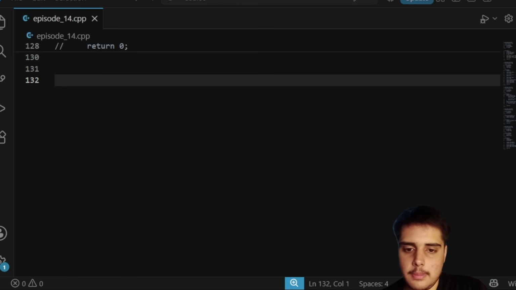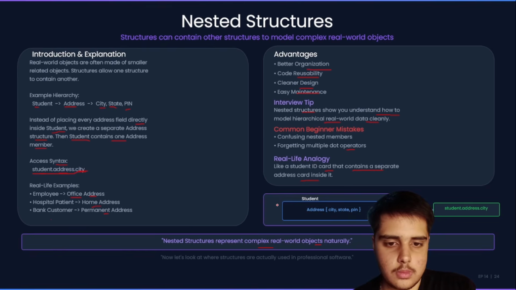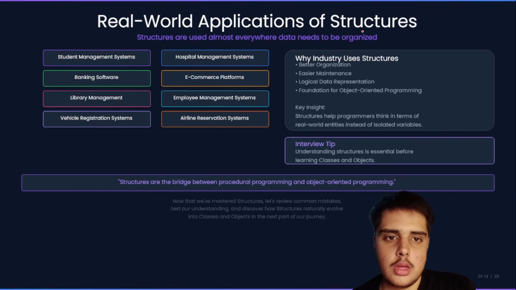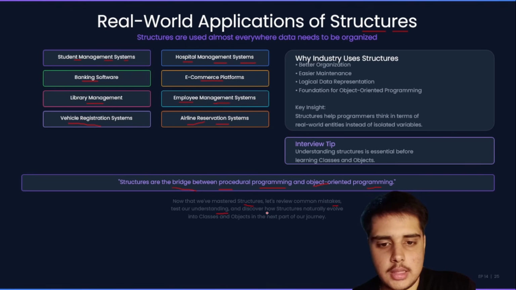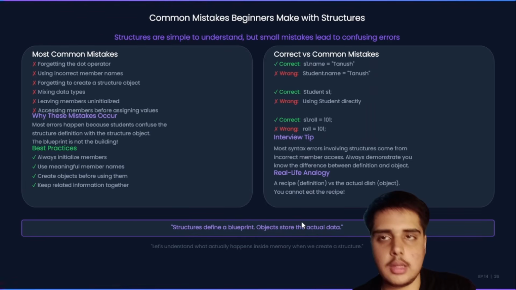And coming back to our presentation now, some real world applications of structures: student management systems, hospital management systems, banking software, e-commerce platform, library management, employee management, vehicle registration, airline reservation systems. So structures are the bridge between procedural programming and object-oriented programming. So now that we have mastered structures, let's review common mistakes, test our understanding and discover how structures naturally evolve into classes and objects in the next part of our journey.